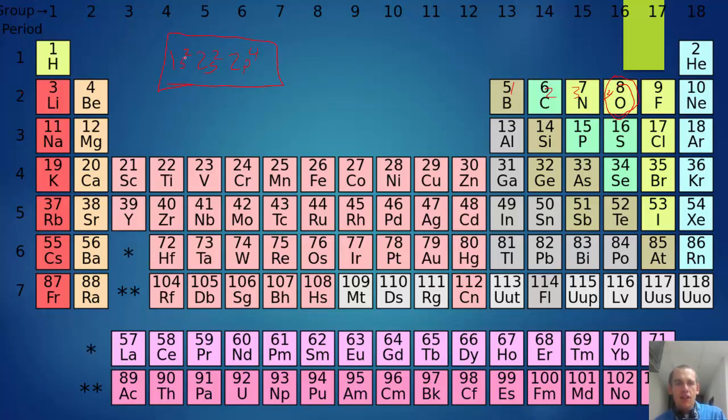It tells me there's 2 electrons in the first energy level in the s orbital. There's 2 electrons in the s orbital in the second energy level, and there's 4 electrons in the p orbitals in the second energy level. Not so bad. What if we wanted to pick something a little bit further on, like say chromium?